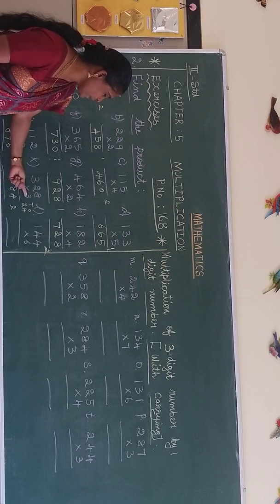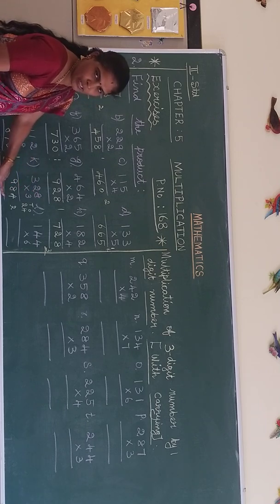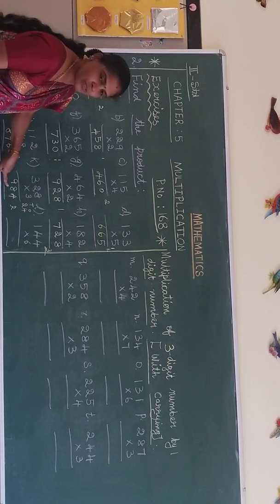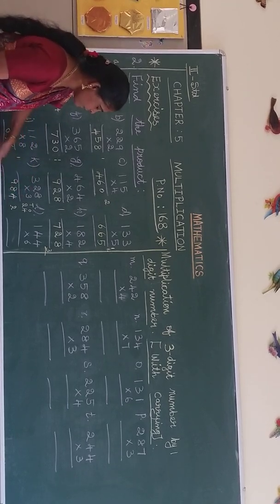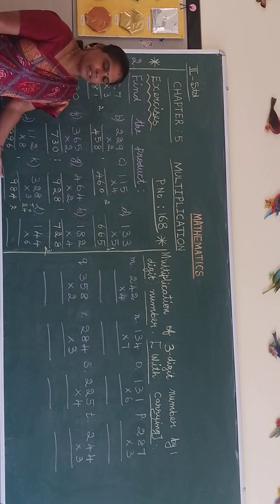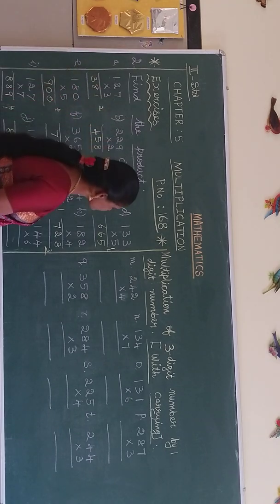So 328 multiplied by 3. 3 8s are 24. And this is 24. 4 in this place, 2 in the side. 2 3s are 6. 6 plus 2, 8. 3 3s are 9. So 328 multiplied by 3 is equal to 984.